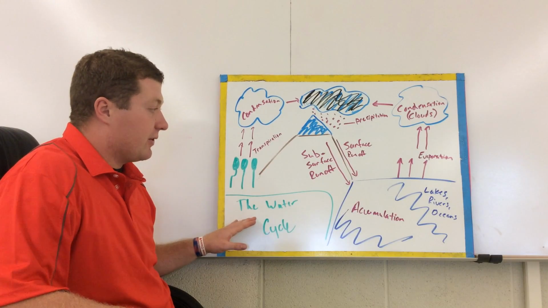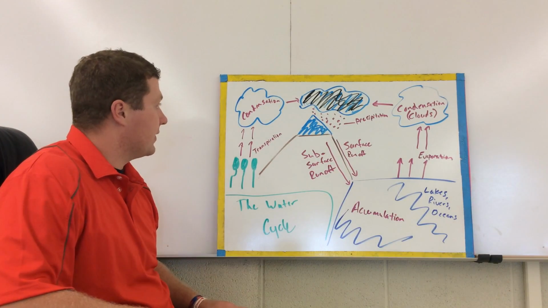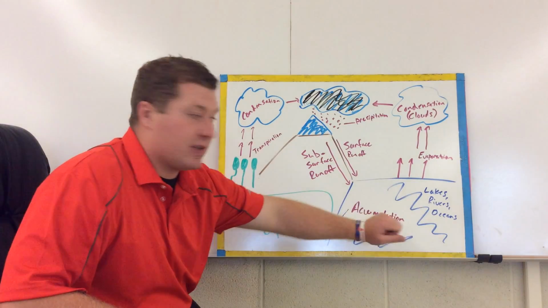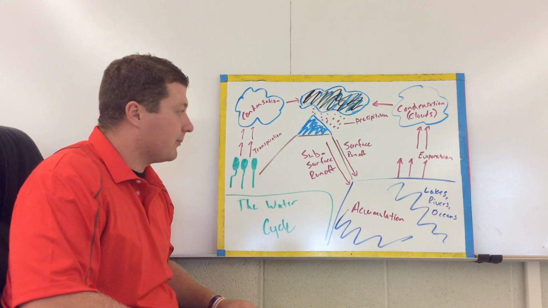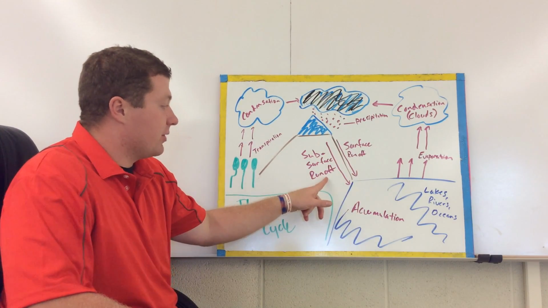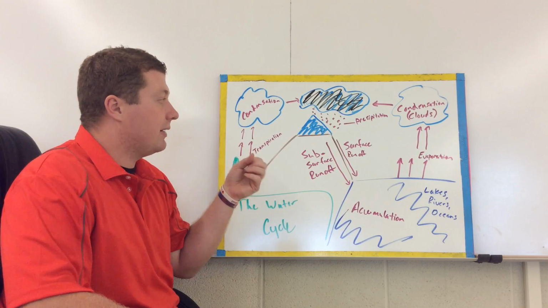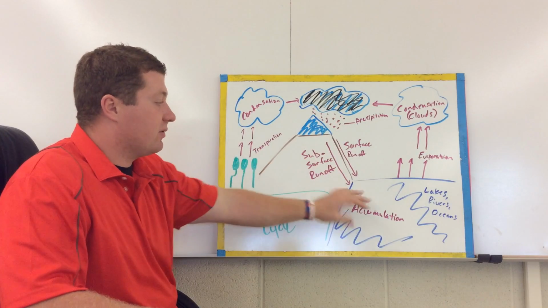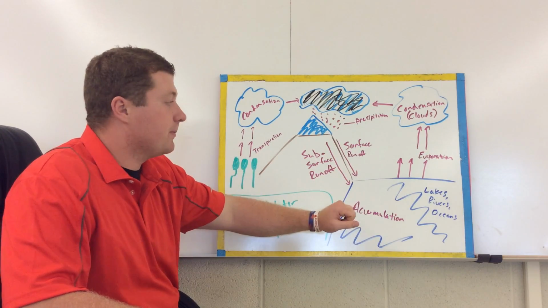The next one here is the water cycle. This one you're probably pretty familiar with, so I'll go through this quickly. I'm going to start with the accumulation point. This is like lakes, rivers, and oceans that have large bodies of water. Now what happens is those get filled up by surface and subsurface runoff. So when it rains or snows, that water gets drained into lakes, rivers, and oceans.